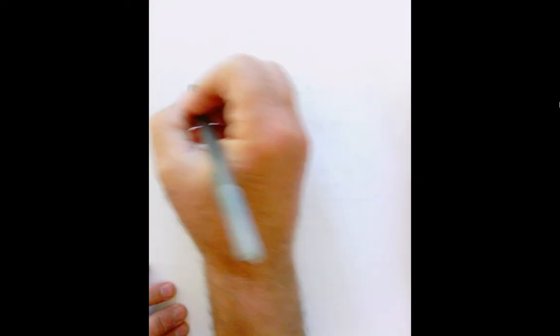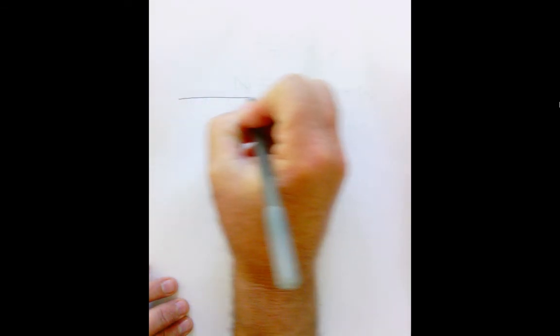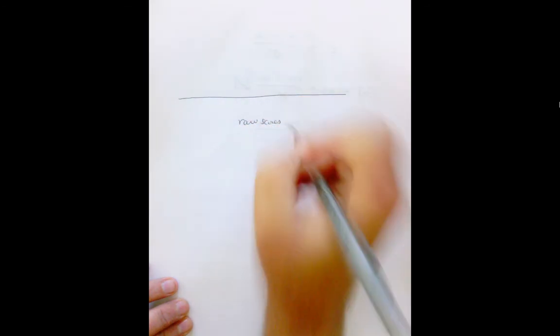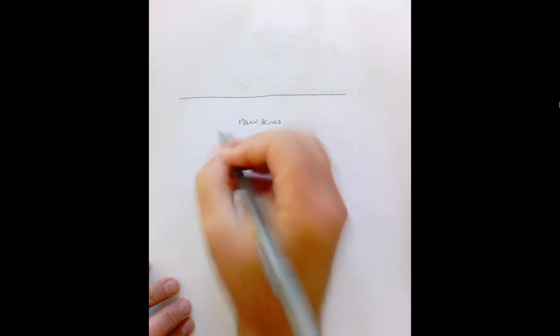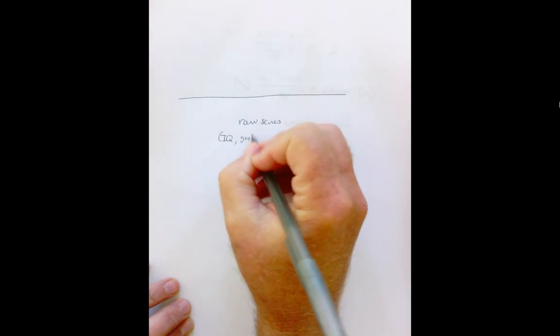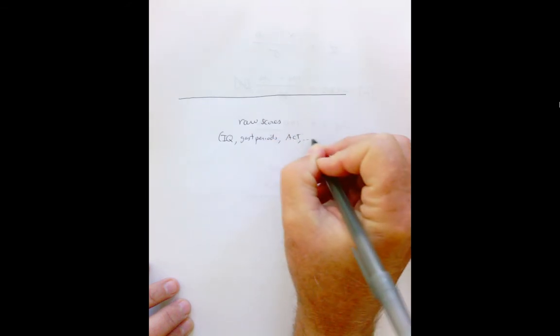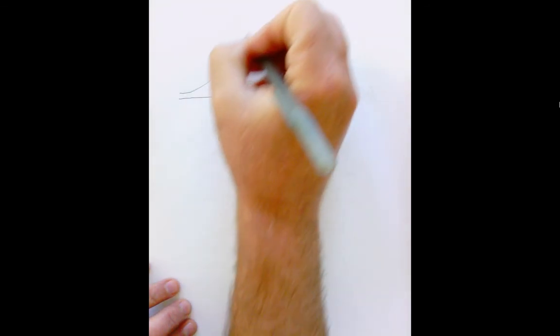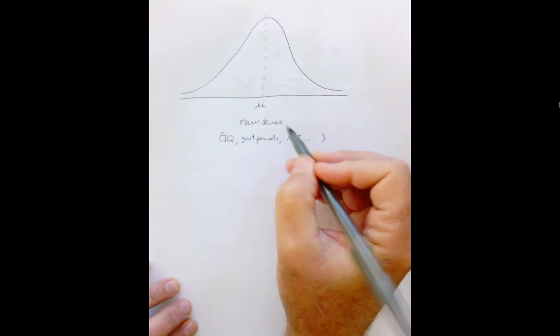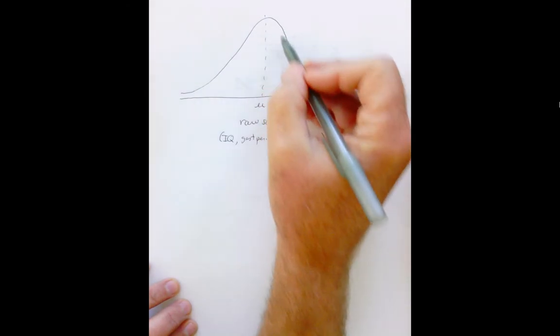What I want you to think about is the picture of what we call raw scores. And when I talk about raw scores in the context of normal distributions, what I want you to think about are like IQs, gestation periods, ACTs, any sort of numerical measurement that I tell you forms a normal distribution. And what happens here is we get this normal distribution where we know smack dab in the center is the mean.